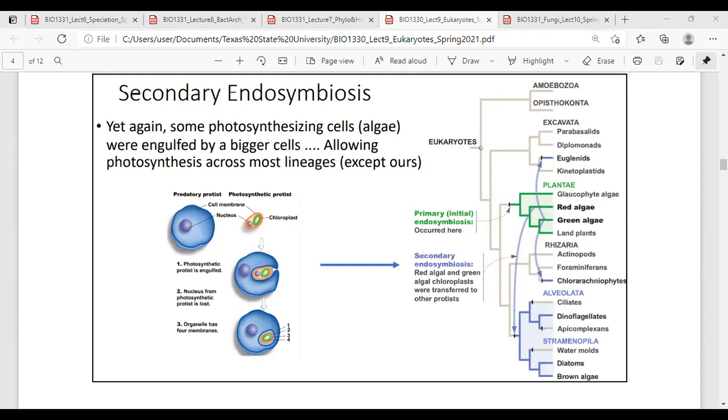And then when asked what lineages can photosynthesize, he said, don't worry about the multicellular lineages here. He said he didn't talk about those, but the lineages that can do photosynthesis are the ones that underwent primary and secondary endosymbiosis. They can both do it.